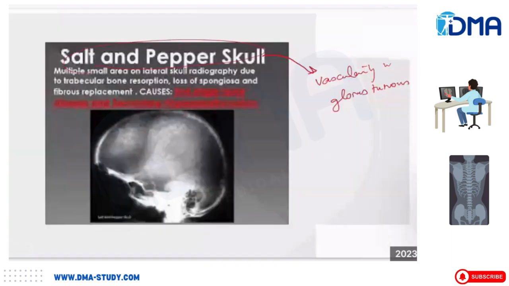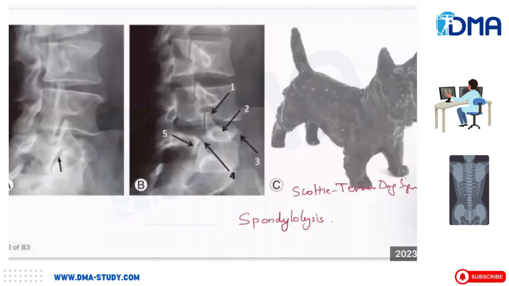Then the salt and pepper skull. Usually this will be seen in case of vascular tumors. You have this salt and pepper skull. The Scottie dog appearance of the vertebra will be seen in case of spondylolysis. These are all named things that will be easy for you to remember.